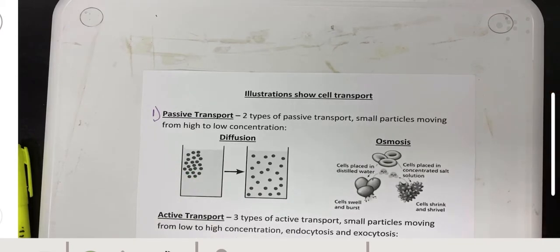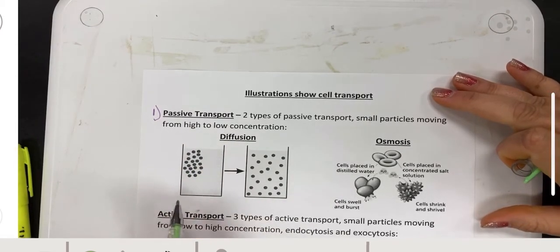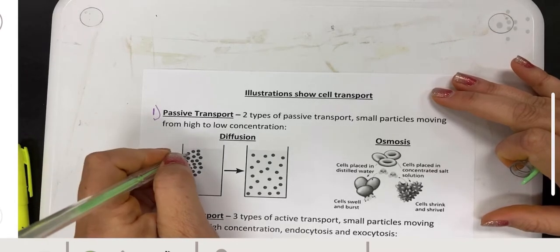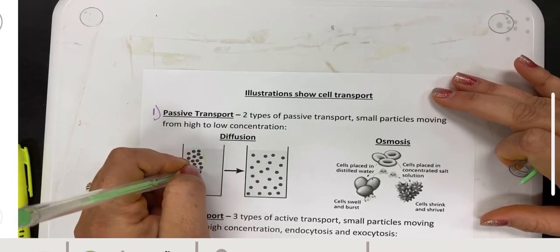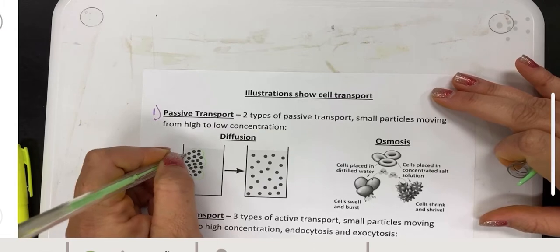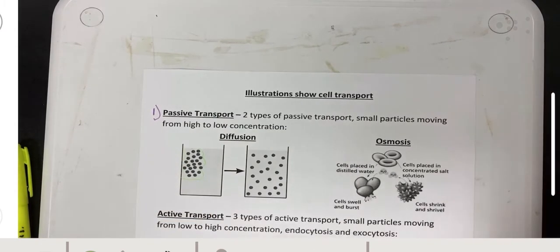So right here, you look at how crowded these particles are in this picture. Right up here in this corner, this is a beaker. This is representing water. Up here in this corner, you have tons of particles all in this little crowd. That's not natural. They don't like to be that crowded.